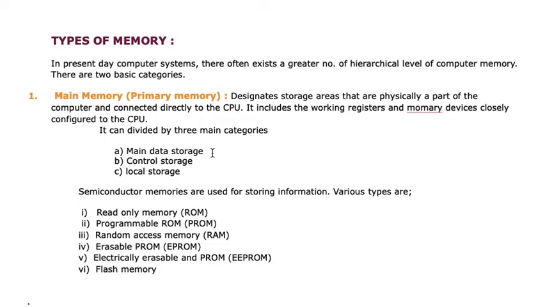The main data storage, such as magnetic core or solid state memory, is characterized by its close proximity to the CPU, fast access rate, relatively low storage capacity, and very high cost compared to other forms of memory. The second one, control storage, commonly contains microprograms that assist the CPU circuitry in performing its functions. The local storage is the high speed working registers used in arithmetic and logical operations.